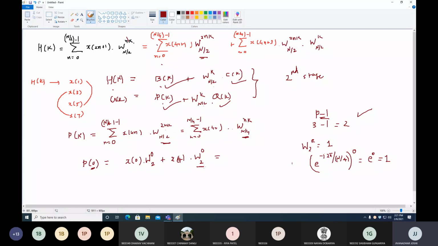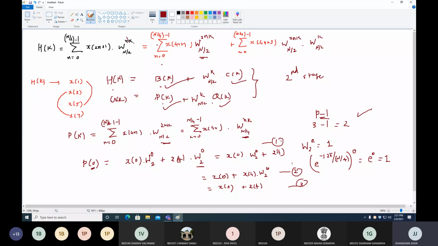So if I replace W2 raised to 0 with 1, then it is simply x of 0 into W2 raised to 0 plus x of 4. Or similarly, I can also write this as x of 0 plus x of 4 into W2 raised to 0. Or else I can also write x of 0 plus x of 4. All three equations are valid. Say yes or no. Are these equations correct?